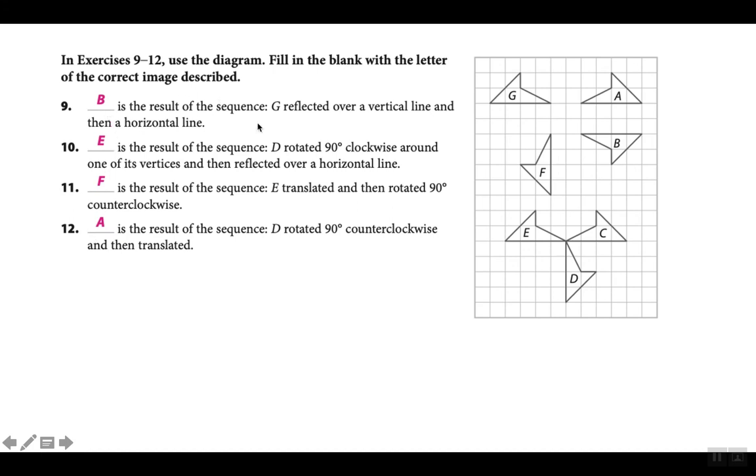It says figure B, which is this one right here, is the result of the following sequence of the sequence G reflected over a vertical line. So they're saying this figure B is the same as if you were to get figure G, which is this one, reflected over a vertical line and then a horizontal line. All right, so let's look at that. Let me draw it down here so you could see what they're saying in case you don't follow. All right, G looks like this.